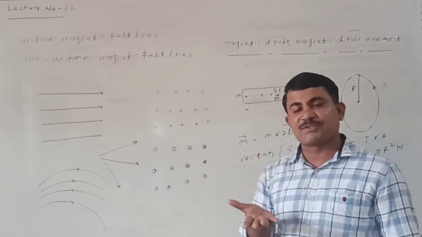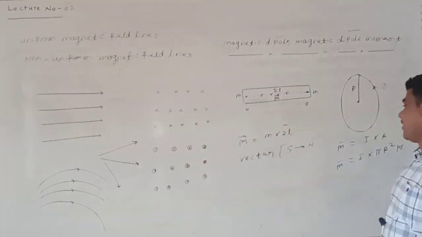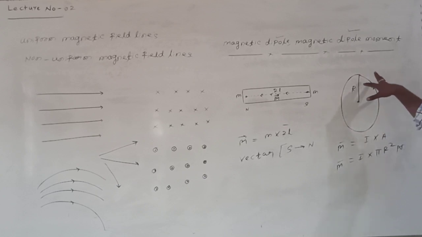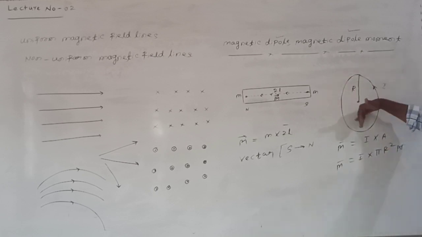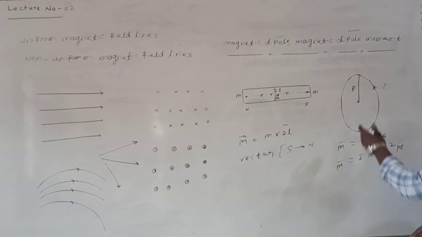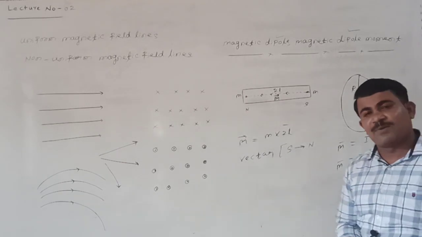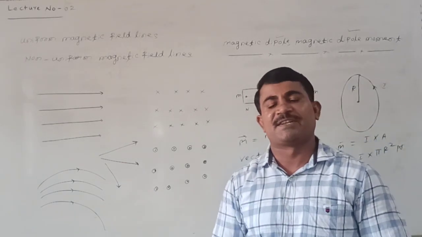In case of magnetic moment, the magnetic dipole moment can be represented by the product of pole strength and the distance between two poles. On the other hand, in case of a current carrying coil, the magnetic dipole moment is the product of current and surface area. When current is carried in the coil, one end acts as south pole, another end acts as north pole. Already we have learned this in the previous chapter, moving charges and magnetism.